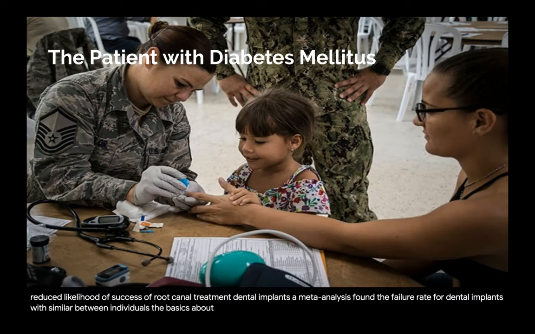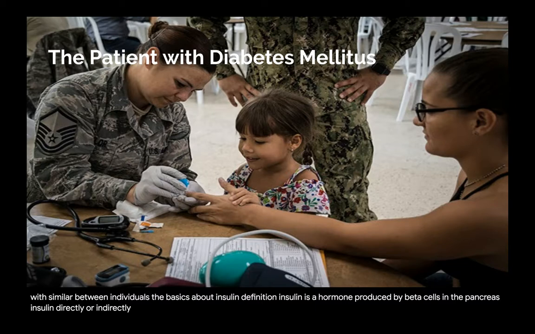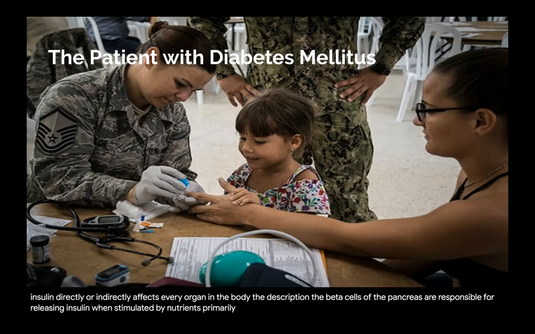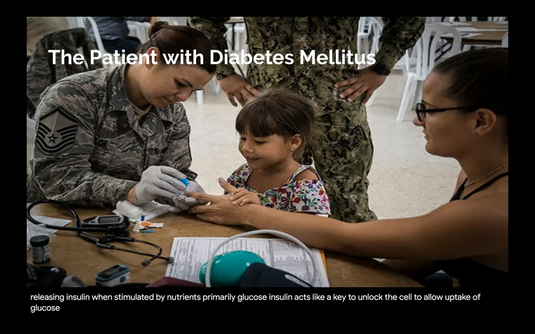The basics about insulin. Definition. Insulin is a hormone produced by beta cells in the pancreas. Insulin directly or indirectly affects every organ in the body. The description. The beta cells of the pancreas are responsible for releasing insulin when stimulated by nutrients, primarily glucose. Insulin acts like a key to unlock the cell to allow uptake of glucose to use as energy.